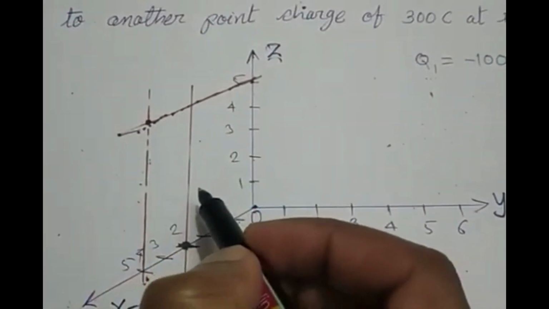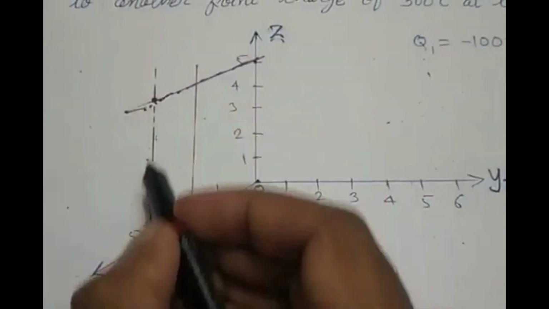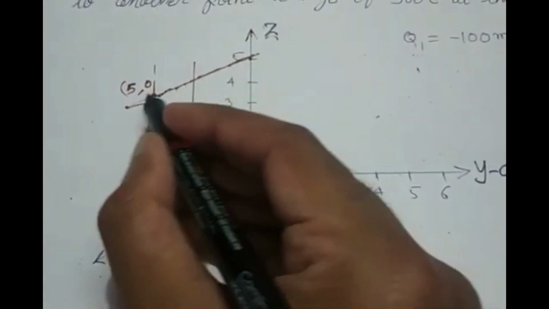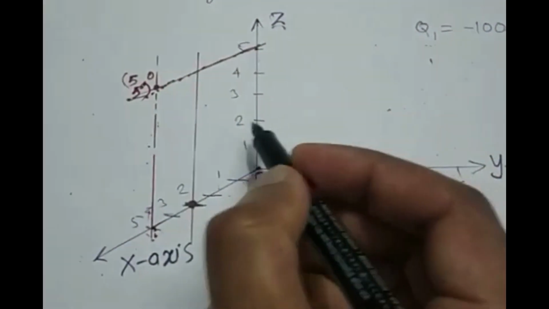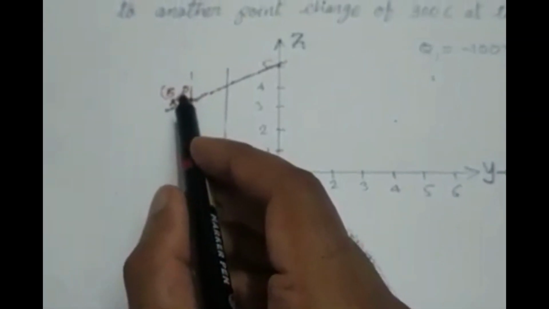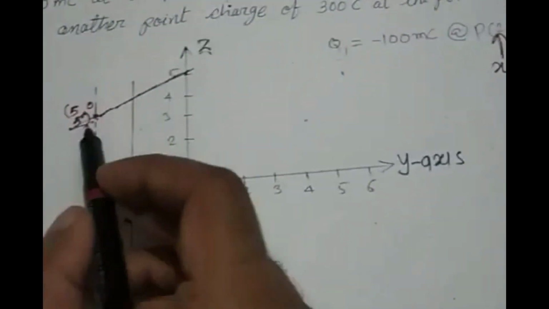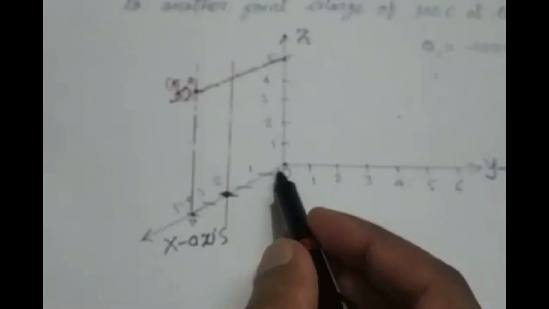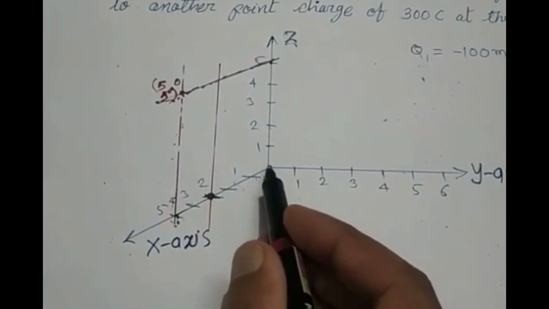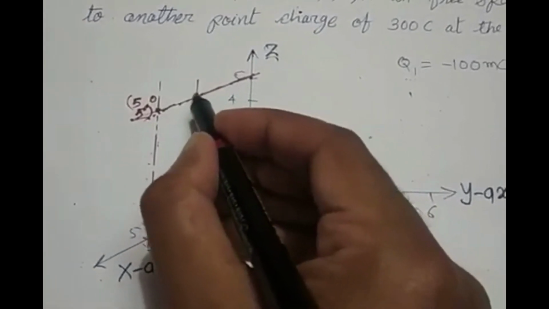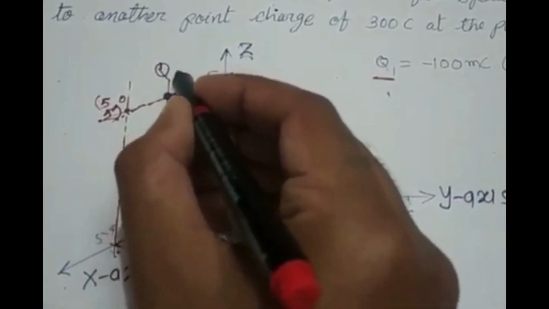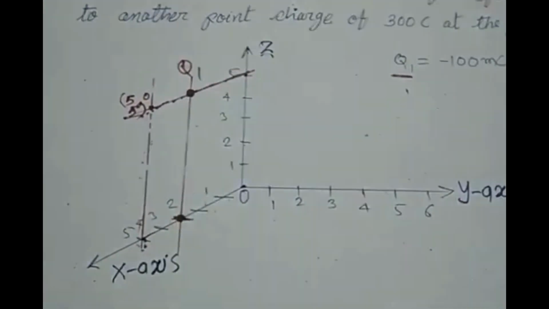So what will be the point here if I consider this place? On this place X is 5, Y is 0, and Z is 5. So this is 5, 0, 5. And what is our actual point? We have 2, 0, 5. So here we have 2, and 0, and here is the 5. So here Q1 is located. Here we will write it as Q1. This is the position of Q1.